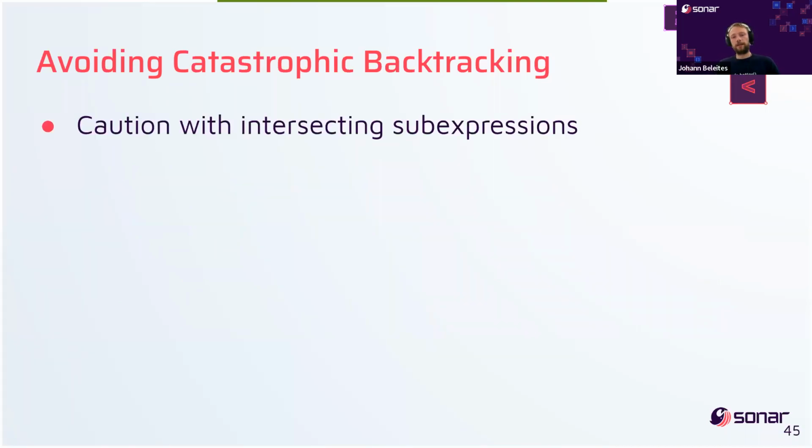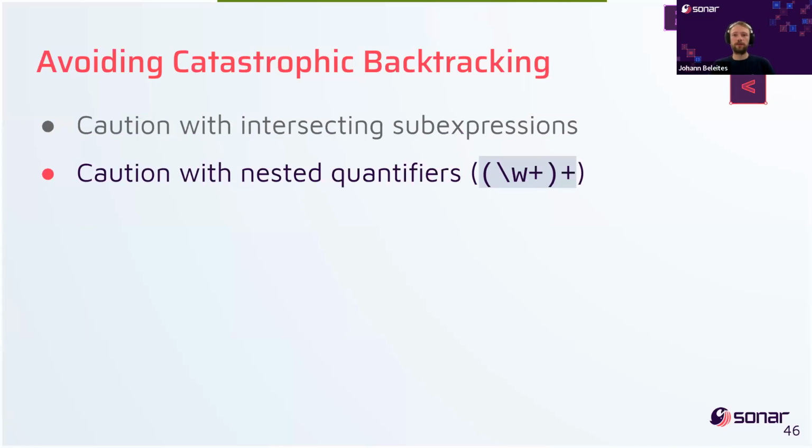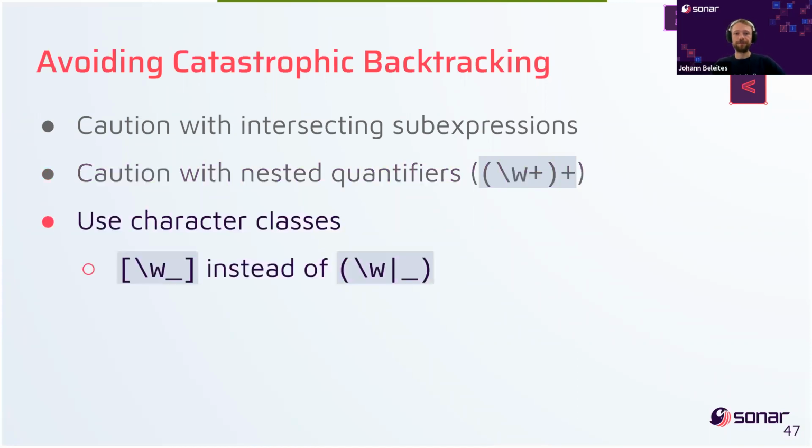Generally speaking, be cautious if you find you're using intersecting sub-expressions. So that is different sub-expressions in a regex that can match the same input. So think of an A and a word character class, for instance. If the engine can choose which one to use, that could be dangerous. There are valid use cases, of course. Similar with nested quantifiers, it's a repetition inside of a repetition. So it could be dangerous if the engine can choose different paths. And it's also a bit harder to understand what the regex can actually match if you have nested repetitions.